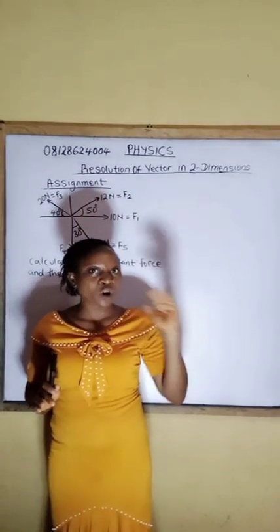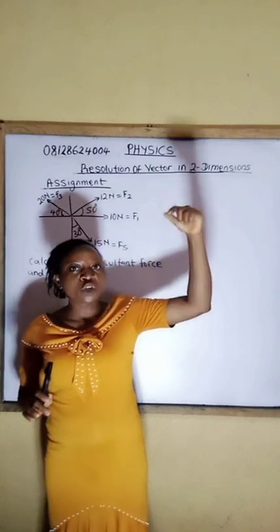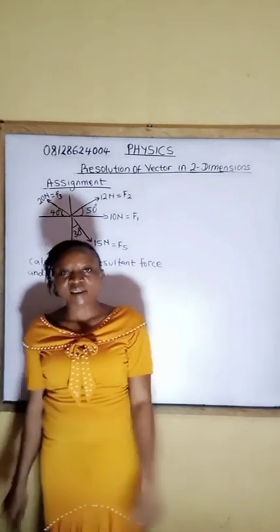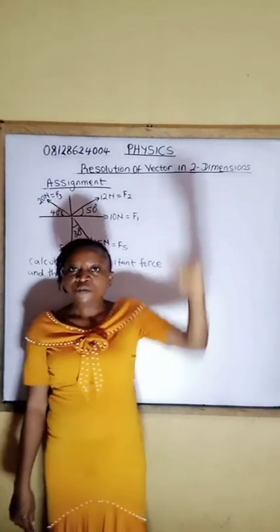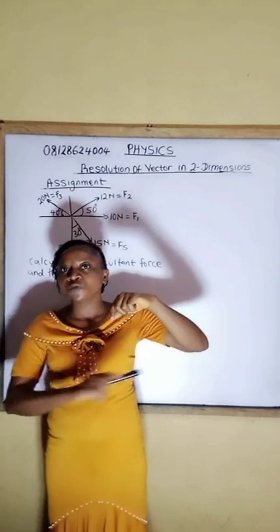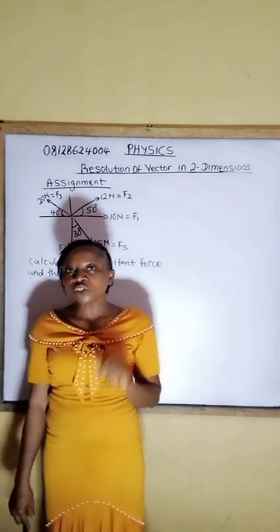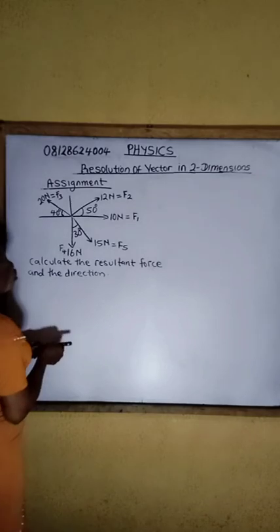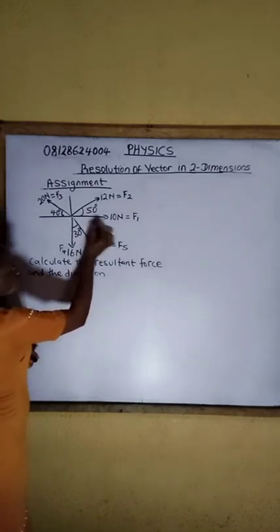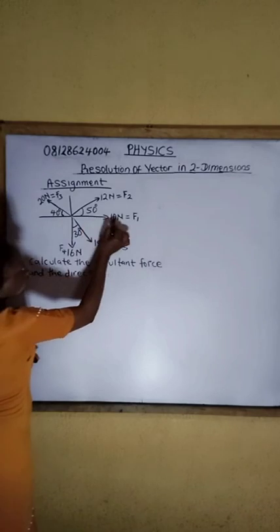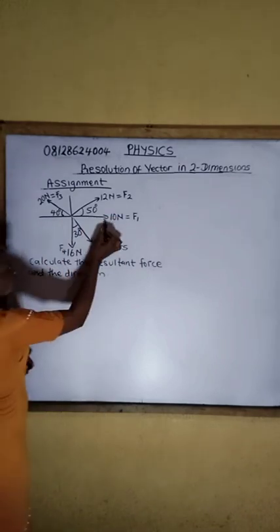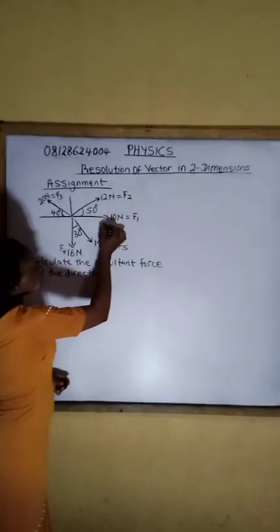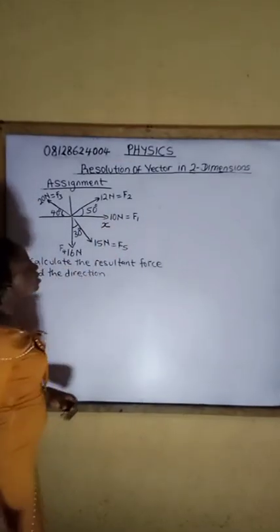Then what is the meaning of horizontal component? That is your force towards the direction of the horizontal axis, which is the x axis. Force towards the direction of the x axis is called horizontal component. So on this diagram, we can see that this side is horizontal. This is our horizontal line. We call it the x axis.